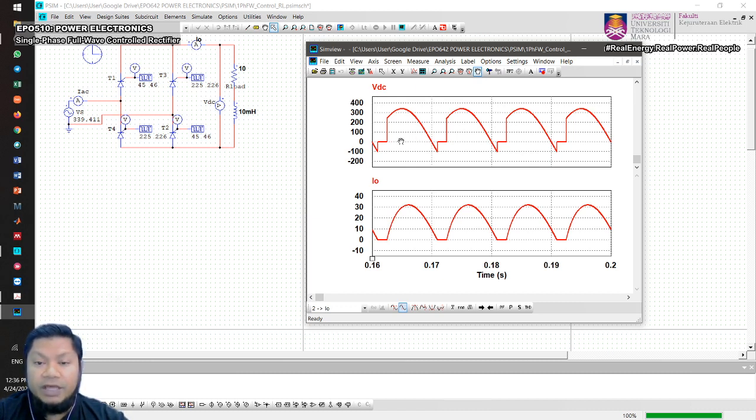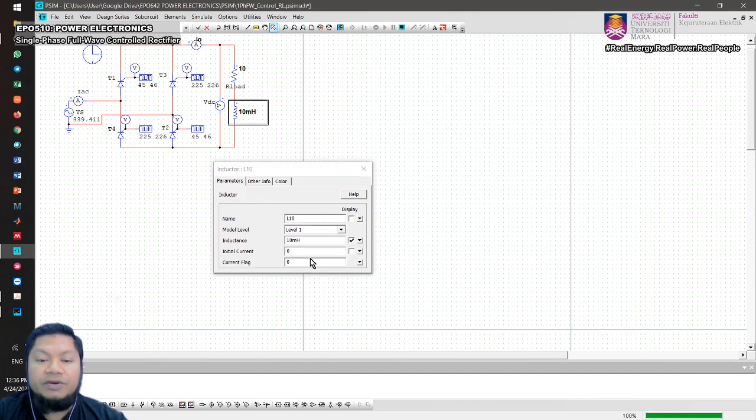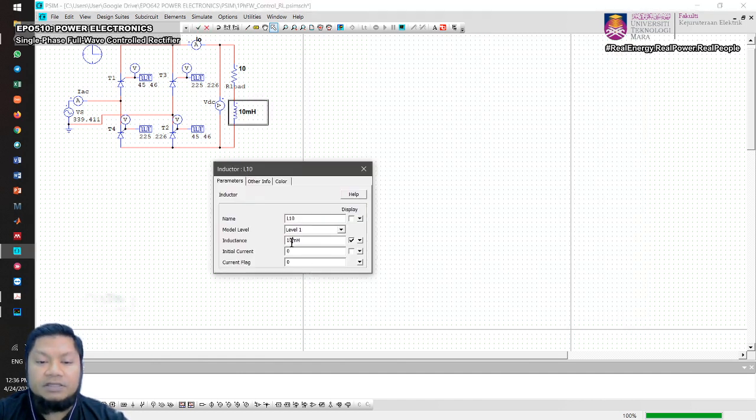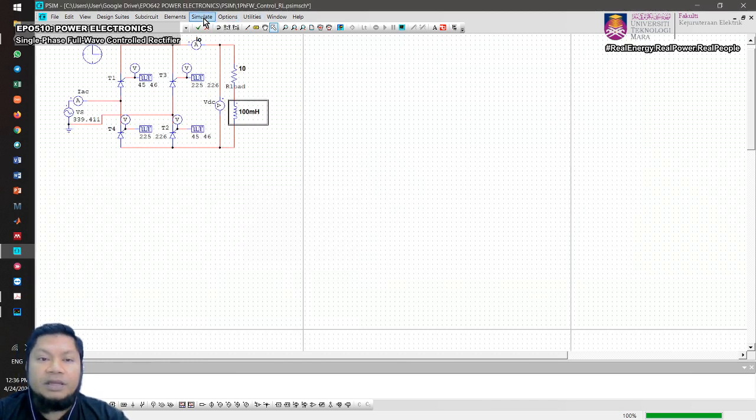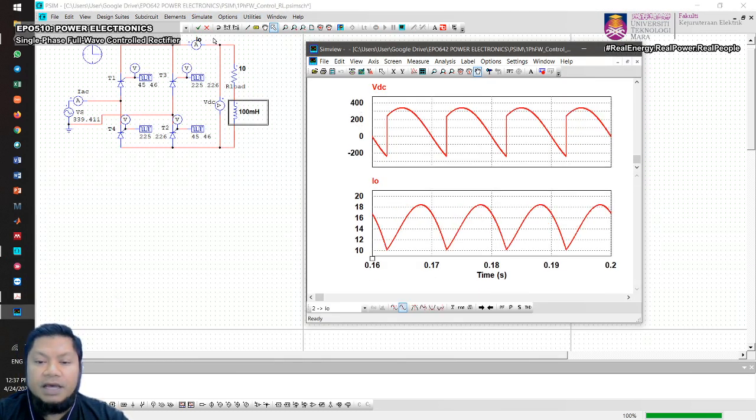So in order for you to get the average value, you must have this alpha value as well as the beta, isn't it? You need to have alpha and beta as well. Okay, so what about now we're going to increase the value of inductance to 100 millihenry, for example. Run again. Look at that. Now the current becomes continuous.